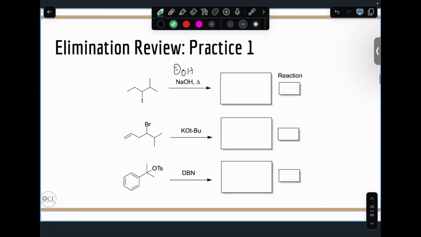All right, here we have some practice. Are you ready to go over it? Okay, let's start. So OH- is a small base, and we use the table.